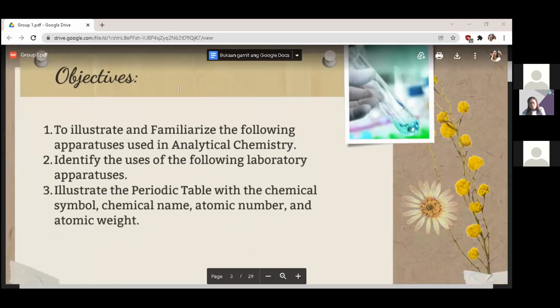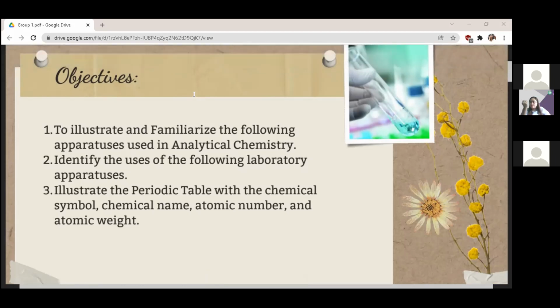So, our objectives for today are: first, to illustrate and familiarize the following apparatuses used in analytical chemistry. Second, to identify the uses of the following laboratory apparatuses. And last, to illustrate the periodic table with the chemical symbol, chemical name, atomic number, and atomic weight.